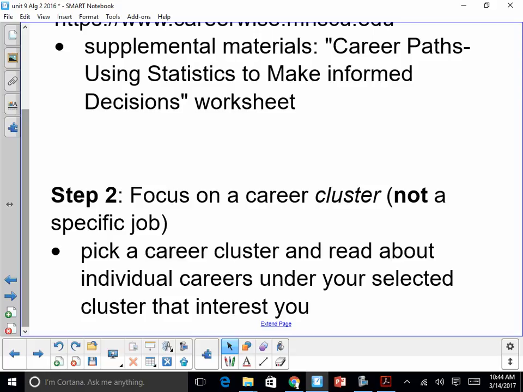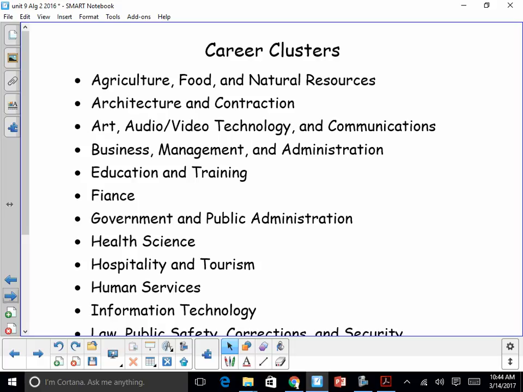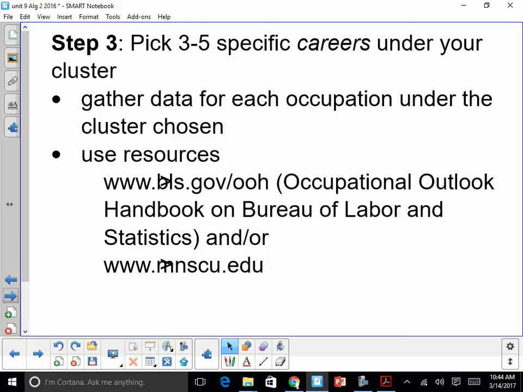Step 3. Turn to step 3 in your handout. I think it's on page 14. Show the packet. The reason I want the page is for someone who watches at home, they need to know what page to get to. Again, pick 3 to 5 specific careers under the cluster. And again, that was step 3.